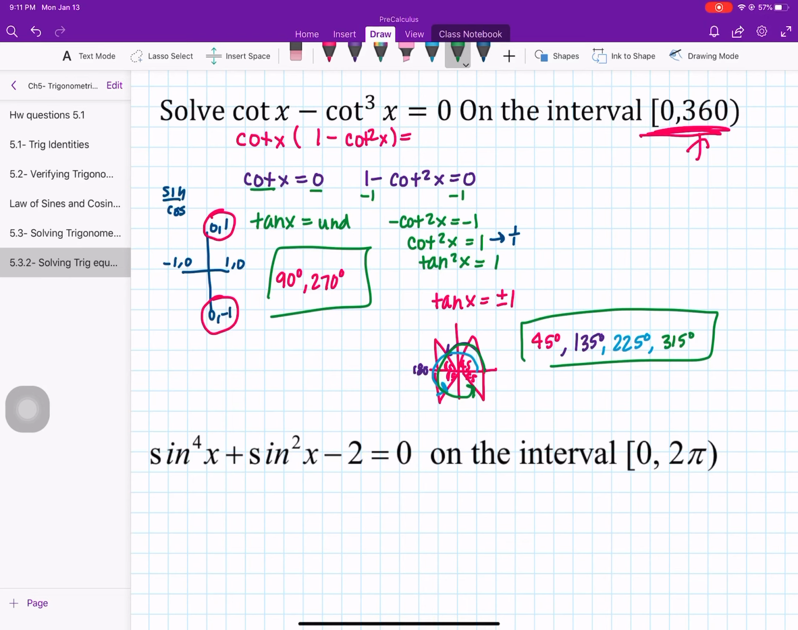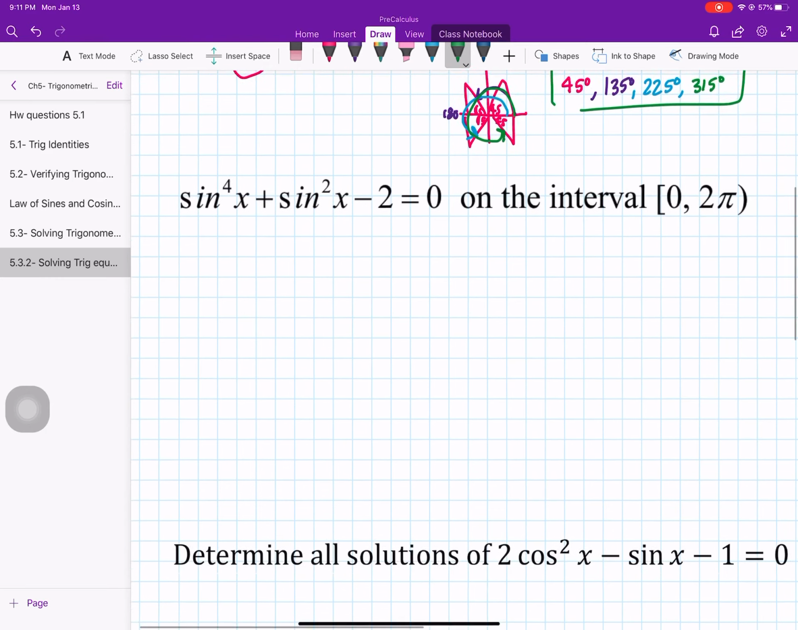Now, you always want to take a minute and go back. Anytime you have a tangent or a cotangent or a secant or a cosecant and you have zeros and 90s or 270s or zeros and 180s, just do some mental math and plug things back in up here and make sure that they work. The cotangent of x minus the cotangent cubed of x has to equal 0. So for 90, cotangent would be cosine over sine, so 0 over 1, so that's 0. So both of those are going to be fine. Just always be aware that you have the potential for extraneous solutions.